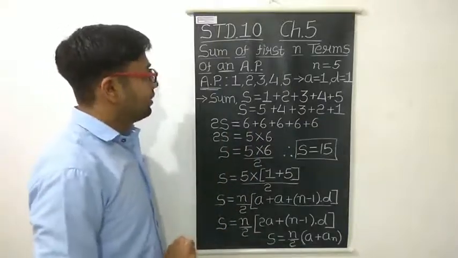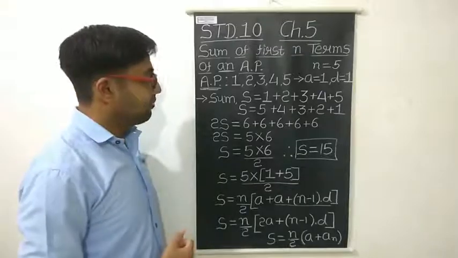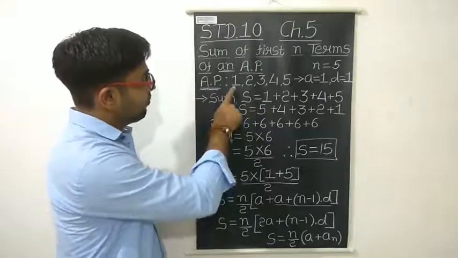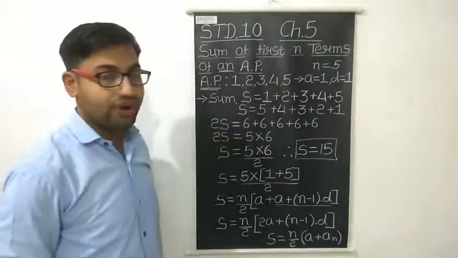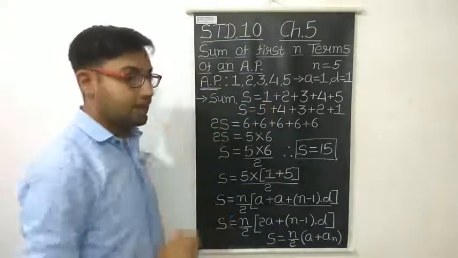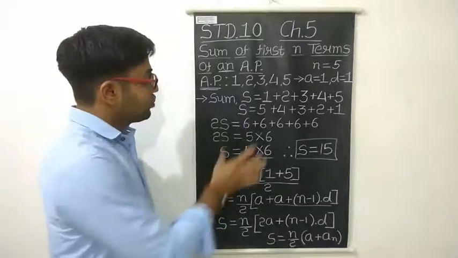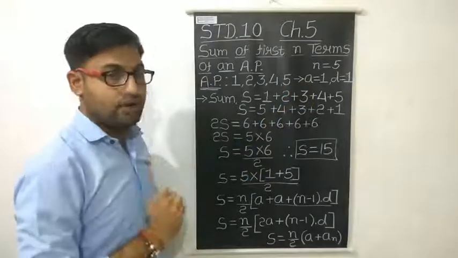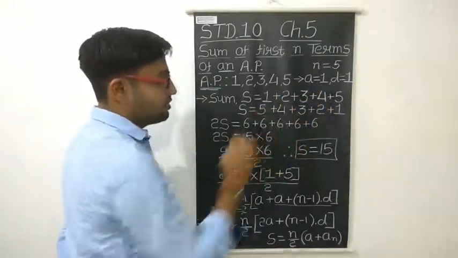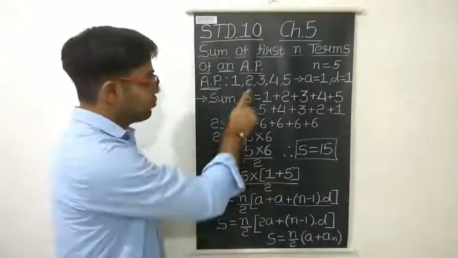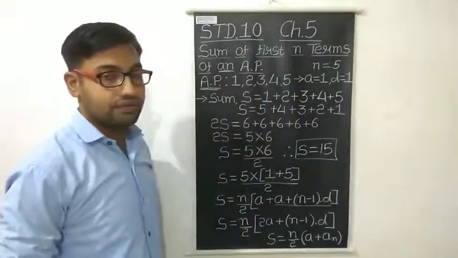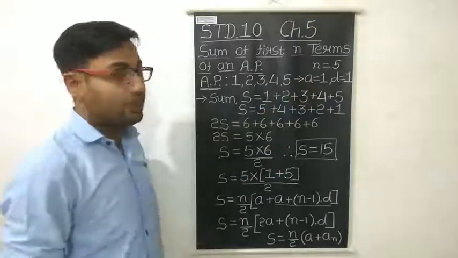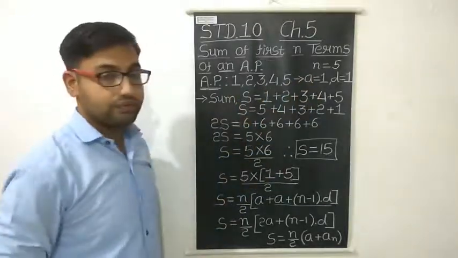Okay, so let us take one example and understand this. Let us take an AP in the form 1, 2, 3, 4 and 5. Only 5 terms currently we are considering. For this AP, what is A? A is 1, the first term. And what is the difference? The difference is also 1, because 2 minus 1 is 1. And how many terms are there? The number of terms n is equal to 5: 1, 2, 3, 4, 5.